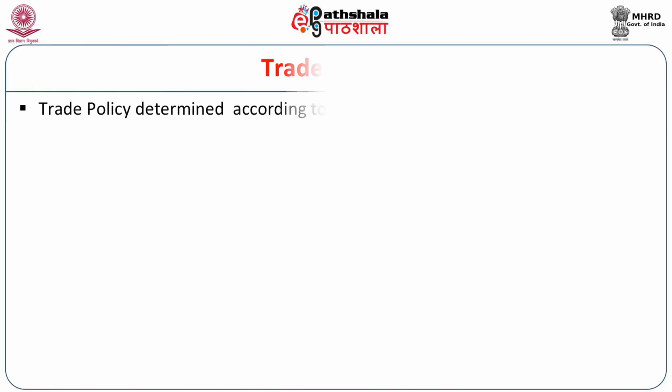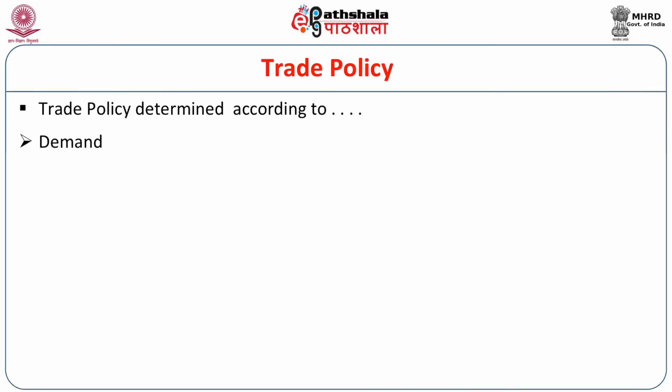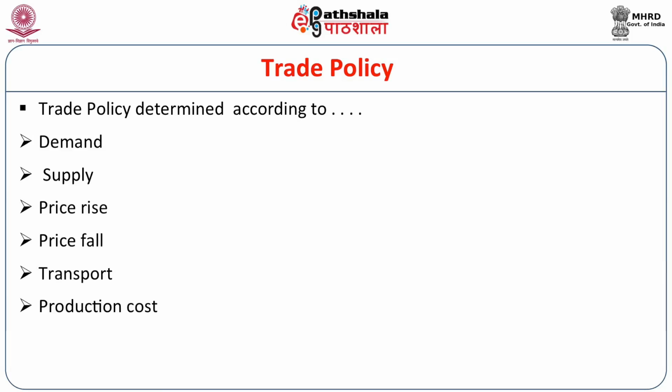So, taking into consideration these factors, trade policy was determined for the state, not only for the state but also for the trader. Let us see what is there. First of all, trade policy was determined according to number 1, demand, number 2, supply, number 3, price rise, number 4, price fall, number 5, transport, number 6, production cost.